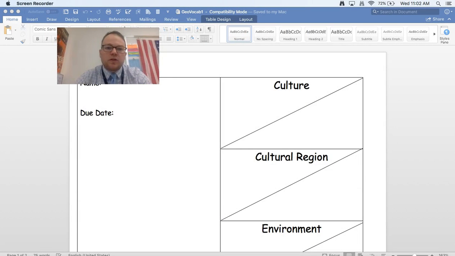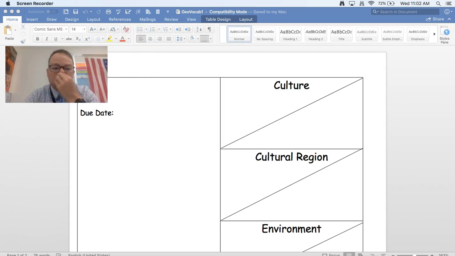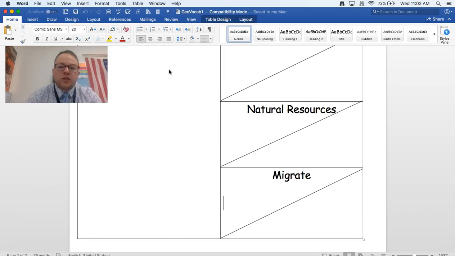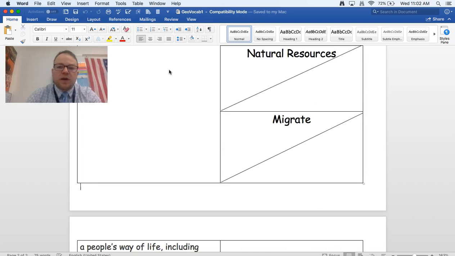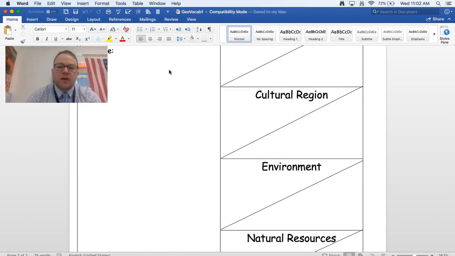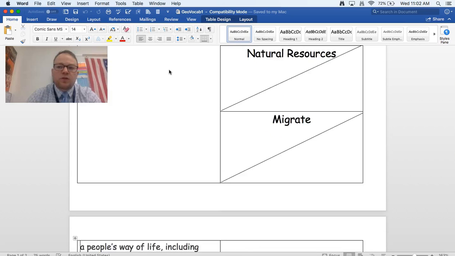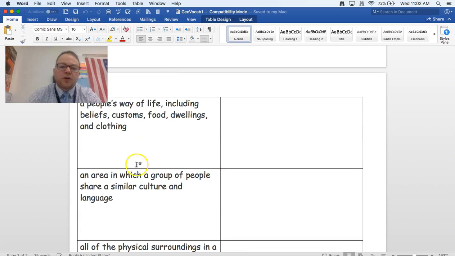All right, so here's a little version of your vocab foldable. Okay, so here are our 5 words for this week: culture, cultural region, environment, natural resources, and migrate. So the first thing I would do is say, okay, my first word is culture. I'm going to take culture and I'm going to write it right here.